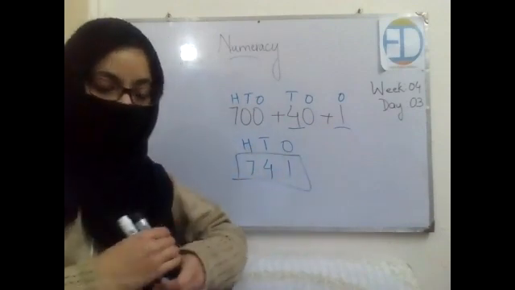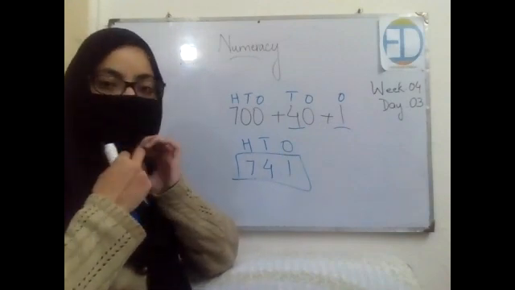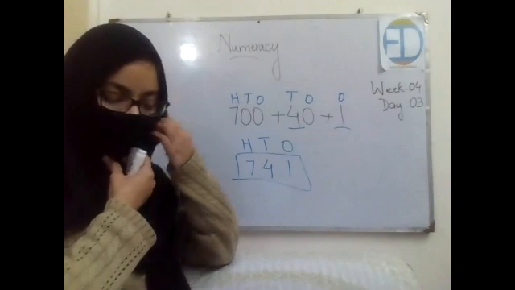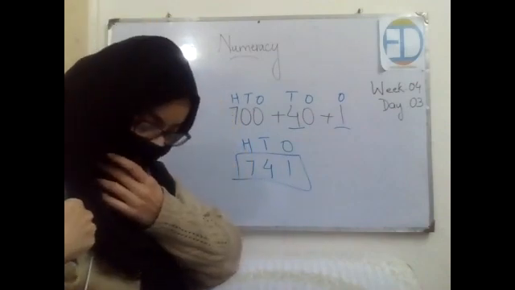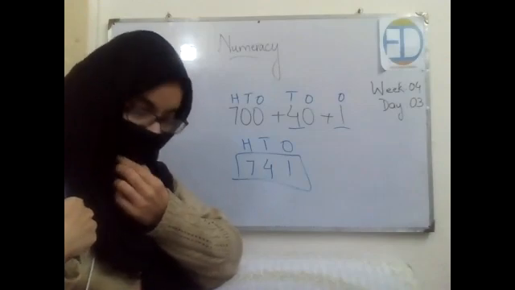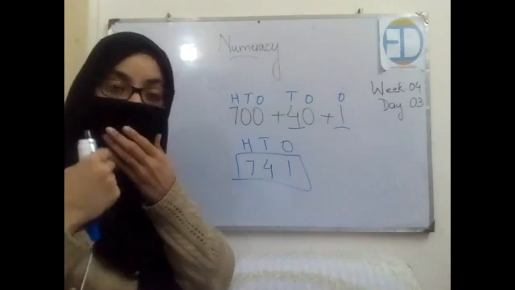Okay, good. Now solve the next two by yourself. Hurry up. Done. What is the number? 830. Excellent.